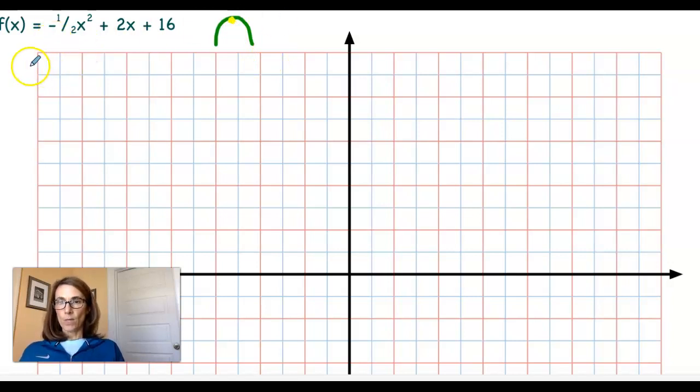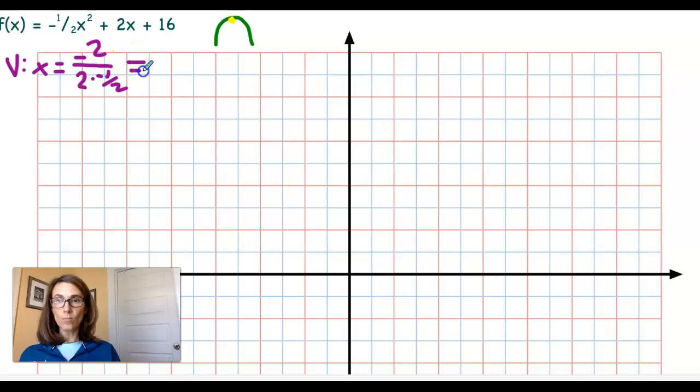All right, so the first thing that we want to do is solve for our vertex. So we're going to plug into our equation negative b, so that's a negative 2, over 2 times a, so 2 times negative 1/2, which is just negative 1. So you get negative 2 over negative 1, which gives you a positive 2 for your vertex x value.